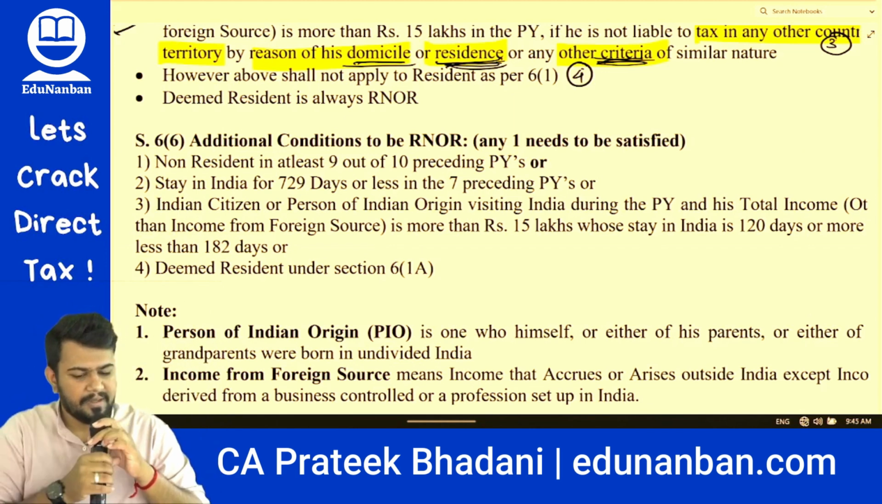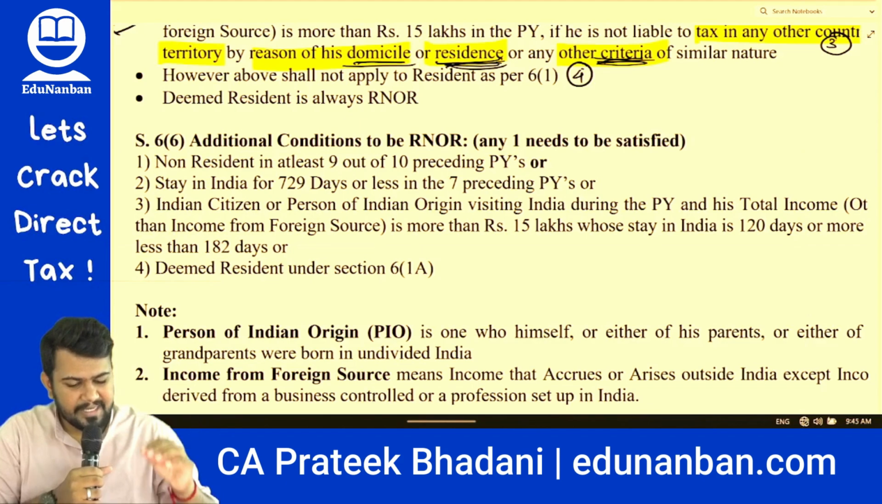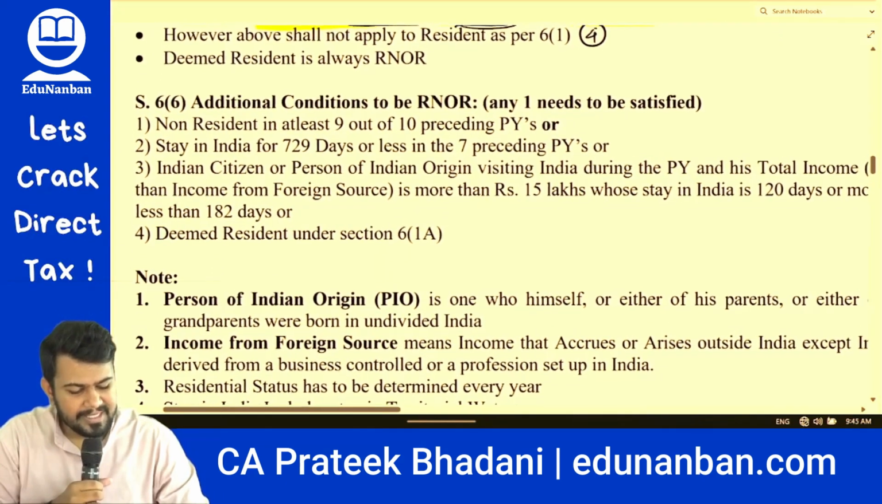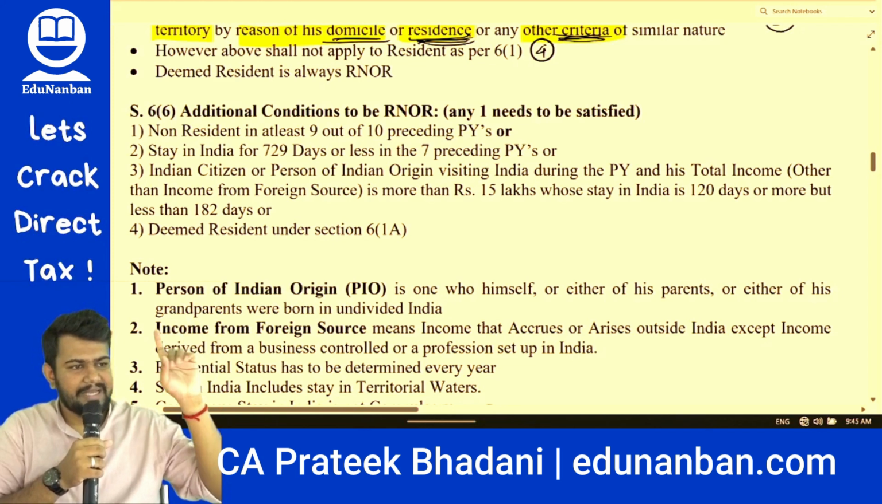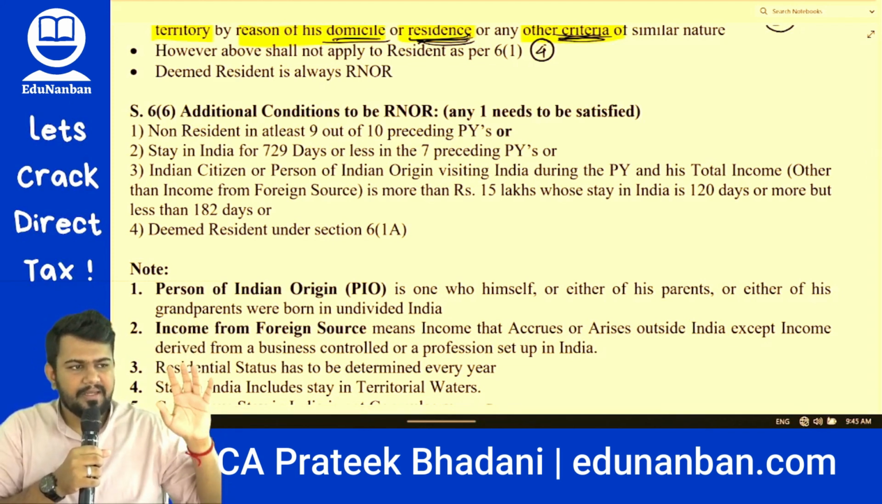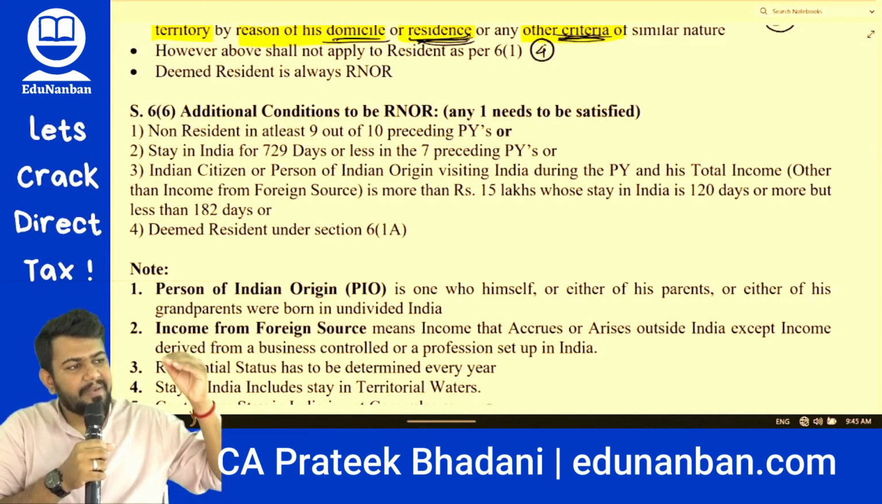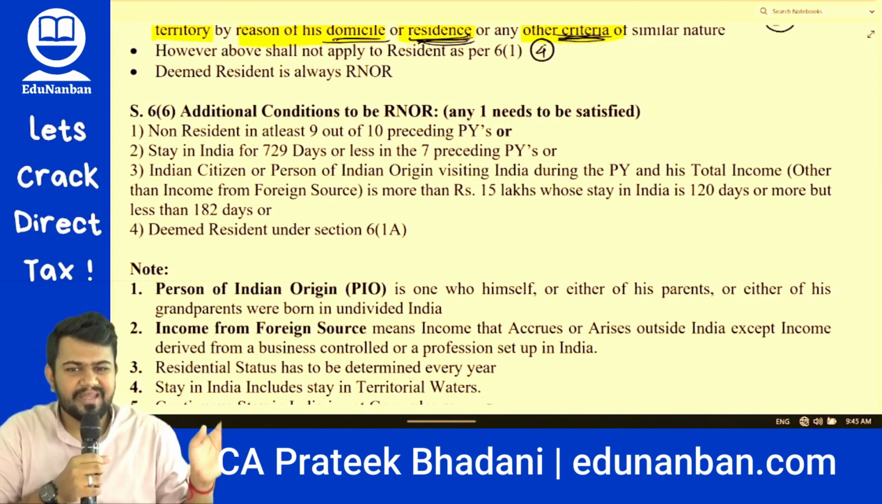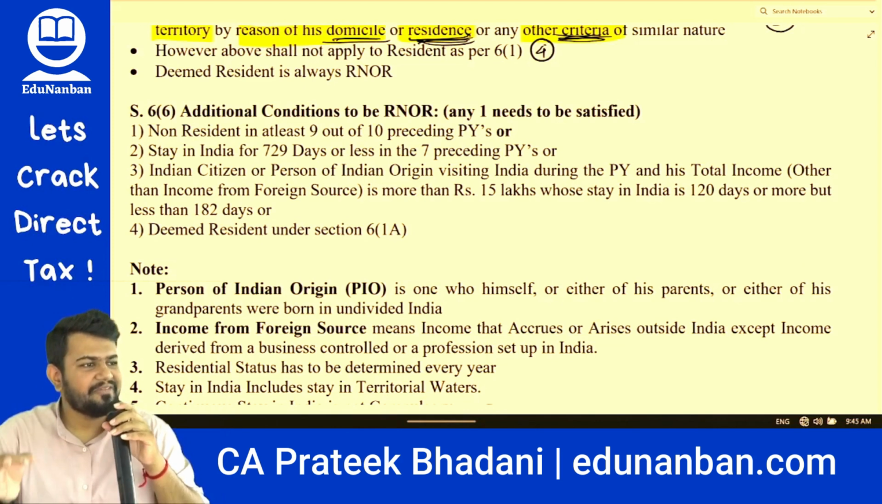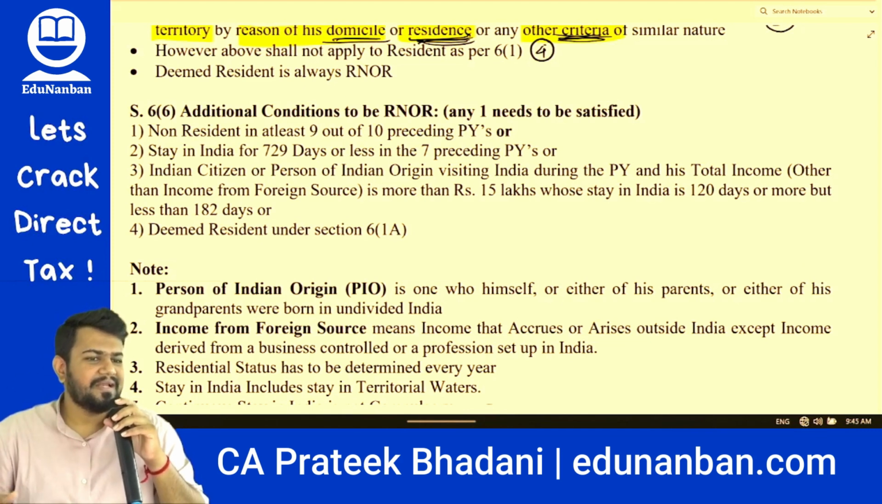That is first point. Now, if a person is a resident, you see whether the person is satisfying any one of the 4 conditions. If he satisfies any one, he will be considered resident but not ordinarily resident. However, if he does not satisfy any condition, he will be considered ROR, resident ordinarily resident, and he will be taxed on the entire global income.